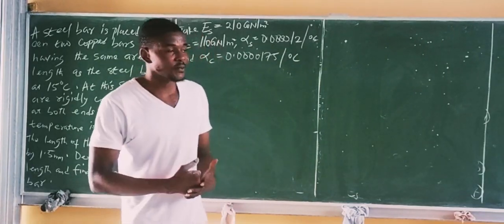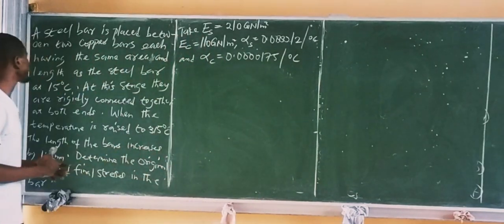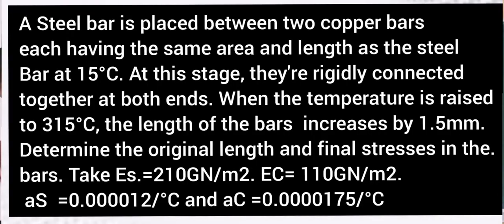To follow up our series on thermal stress, let's say we have a problem which says a steel bar is placed between two copper bars, each having the same area and length as the steel bar at 15 degrees Celsius. At this stage, they are rigidly connected together at both ends. When the temperature is raised to 315 degrees Celsius, the length of the bars increased by 1.5 millimeters.